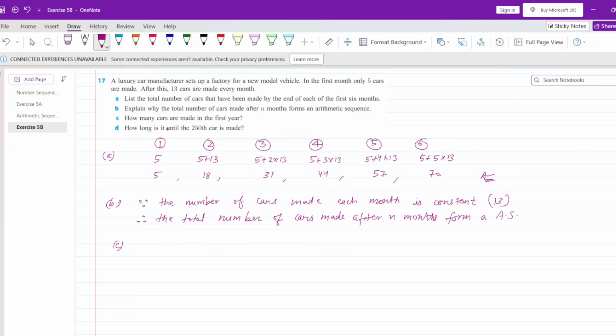How many cars are made in the first year? So we know we have 12 months in a year. And for 12 months, first month we have 5 cars and then 13 cars each month. So only 11 months are left. So 11 will multiply with 13. And that is going to be 5 plus 143. That is 148 cars.